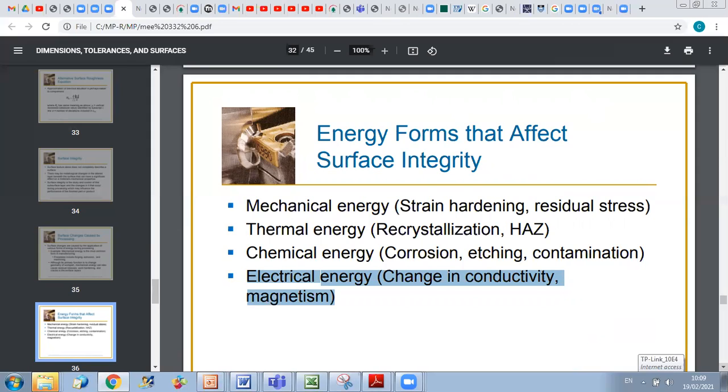In addition, we can also alter the integrity of the surfaces by application of chemical energy. For example, chemical energy can lead to corrosion of the surface or contamination of the surface. Furthermore, we have, for example, the etching process, which uses a strong acid or mordant to cut into a material. So this can create a design incised in the metal. Another form of energy is electrical energy, which can cause a change in conductivity or magnetism property of the material. So all these energy forms can affect the surface integrity.